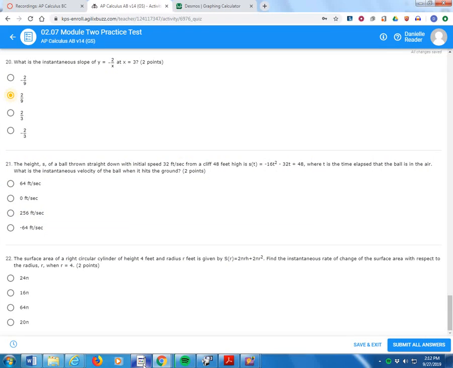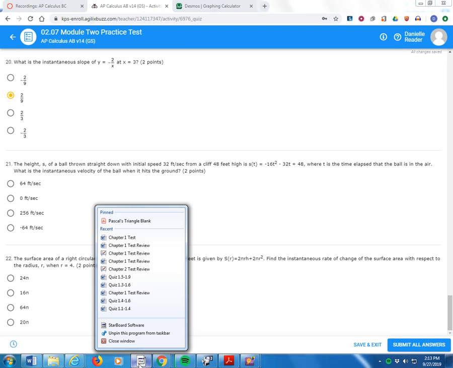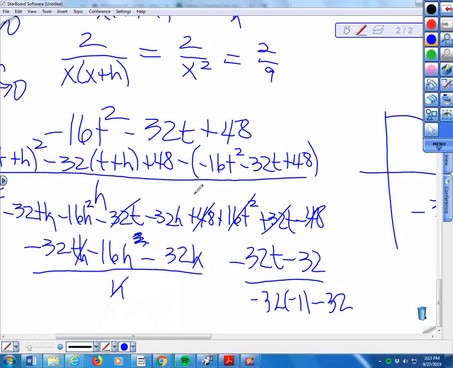Negative 16t squared minus 32t plus 48, where t is the time elapsed that the ball is in the air. What's the instantaneous velocity of the ball when it hits the ground? So how fast was it going? I don't know. Did something wrong, or I'm not following. So this is its velocity, instantaneous at t. And I want to know where the velocity is 0. The instantaneous velocity is negative 32t minus 32.